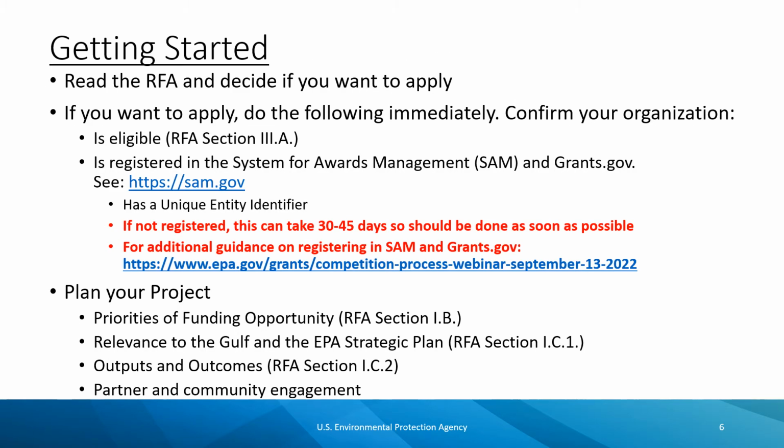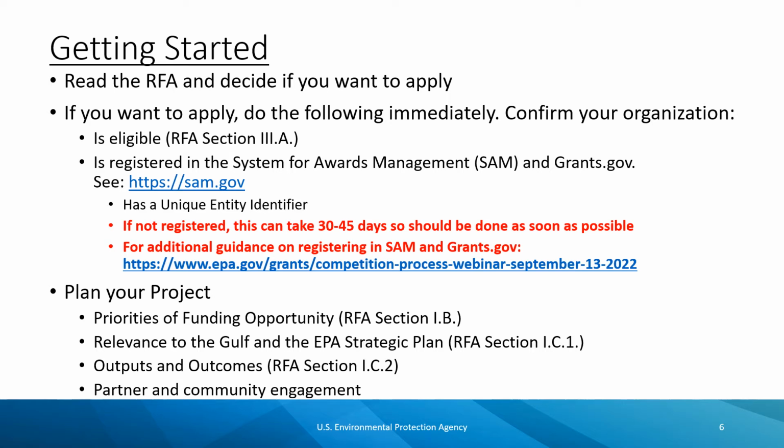So where should you start? First, read the RFA and ensure your project and your eventual application meet the requirements in the RFA. The RFA contains vital information that can improve scoring and quality of application. Next, there are several items to confirm for your organization prior to starting your application. First, is your organization eligible? The list of eligible entities can be found in Section 3A of the RFA.